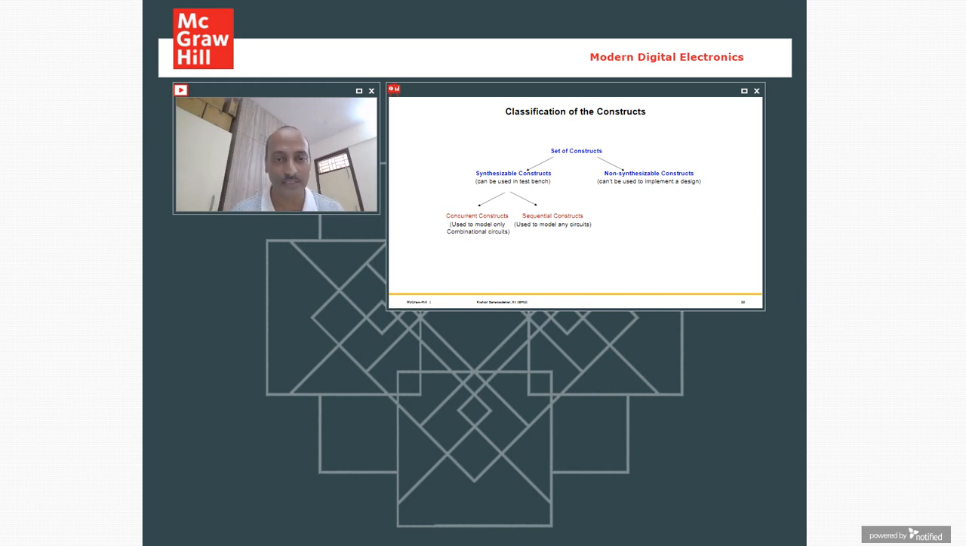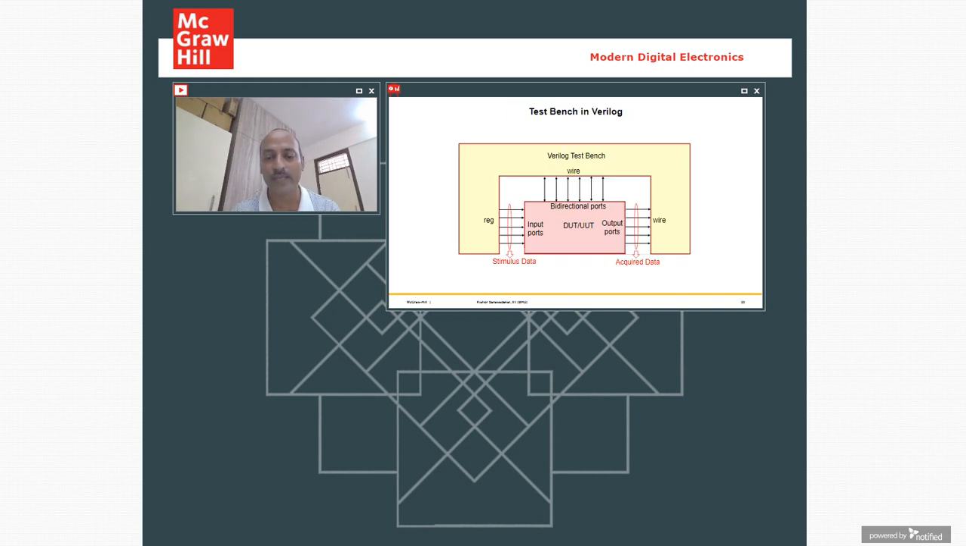When teaching synthesizable constructs, you need to tell them very nicely about the two different categories: concurrent constructs and sequential constructs. One cannot use concurrent statements to model sequential circuits, but one can use sequential constructs to model combinational as well as sequential circuits. If we do not introduce this point to the students, they will always be in confusion. All these points are very nicely covered in the revised book.